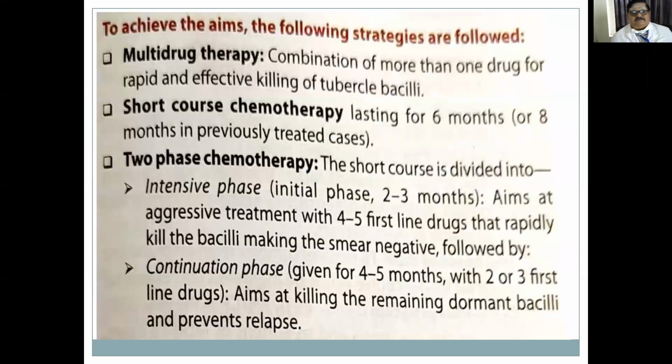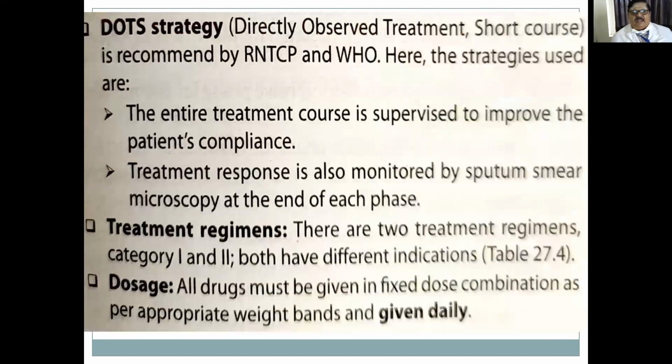To achieve this, multi-drug therapy is given: short course chemotherapy in 2 phases, one is intensive and another is continuation. In the DOTS strategy, the entire treatment course is supervised to improve patient compliance. The health worker will be there, and the patient has to physically swallow the tablets, because it is important to stop the spread of tuberculosis.